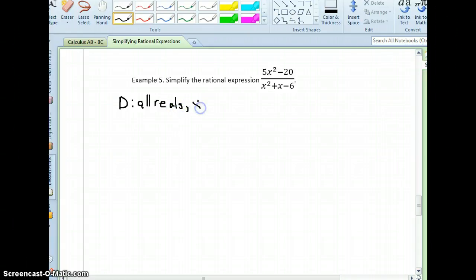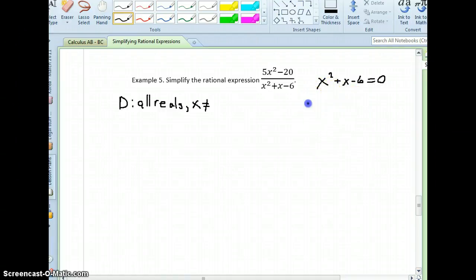And then remember, all I'm looking for is my exceptions. Where do I find my exceptions? I find them in the denominator. So I take the denominator, x squared plus x minus 6, and I set it equal to 0, and then solve that equation.